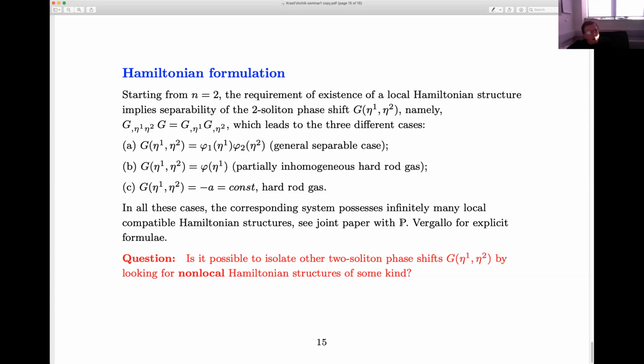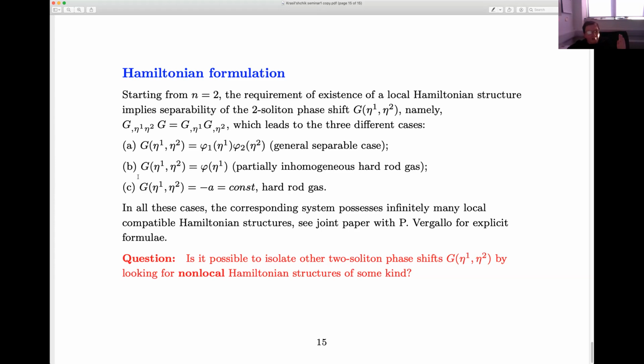Moreover, these Hamiltonian structures are all compatible, and there are infinitely many of them. For any such interaction kernel, you have infinitely many Hamiltonian structures which depend on a certain number of arbitrary functions and a certain number of arbitrary constants. So it's a really quite degenerate case. There are too many local Hamiltonian structures, which I personally don't like. It's a sign of a certain triviality of the system. But on the other hand, the system has physical meaning.